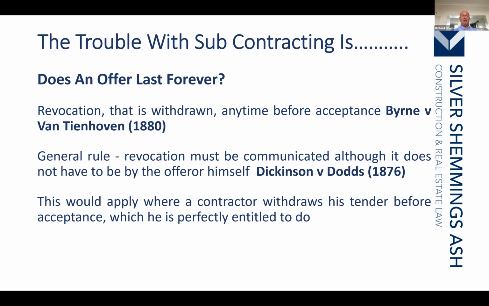But basically, a party can withdraw their tender within the period it said it was open for acceptance. So if I submit a tender saying it's open for 6 weeks, I can withdraw that offer at any time, including before the end of the 6 weeks. There is, however, one exception.